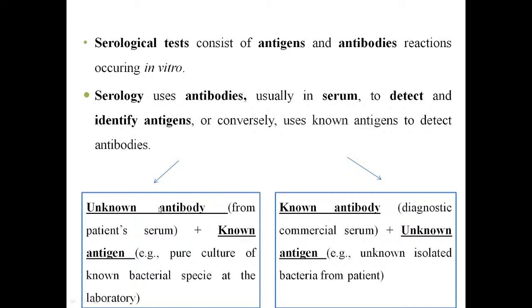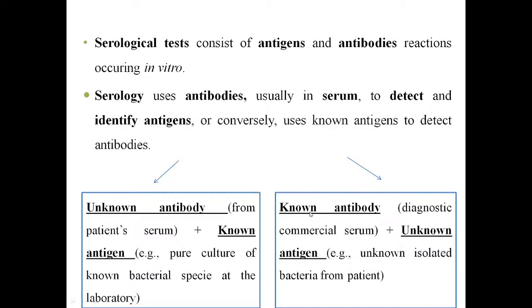So if we have unknown antibodies, for example, we can collect patient serum from the sick human, and there are antibodies there. We can detect what these antibodies are, which pathogen caused production of these antibodies. If we have unknown antibodies, we should take a known antigen, for example, a pure culture of a known bacterial species at the laboratory. If they react with each other, it means a positive result. If we know the name of this antigen, for example, that it is Staphylococcus aureus, and it reacts with antibodies in the serum, it means that these antibodies are against Staphylococcus, and this patient has a disease caused by Staphylococcus.